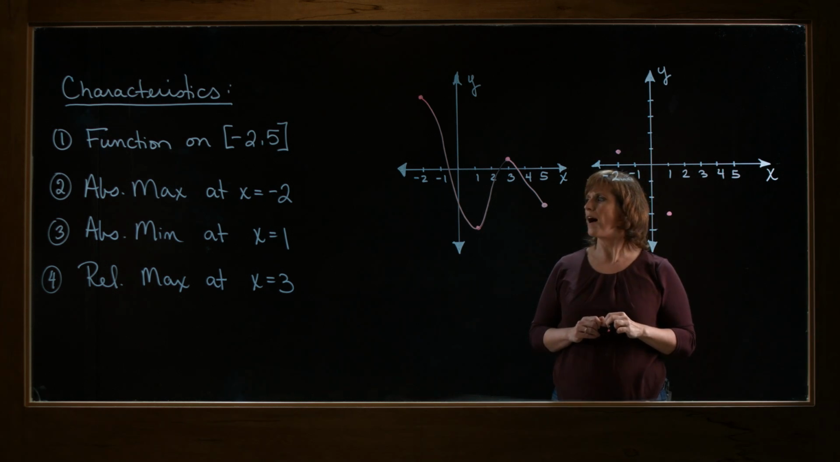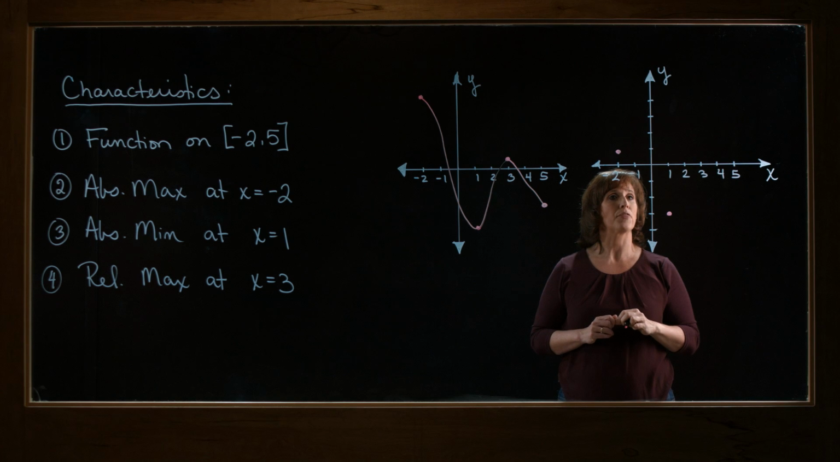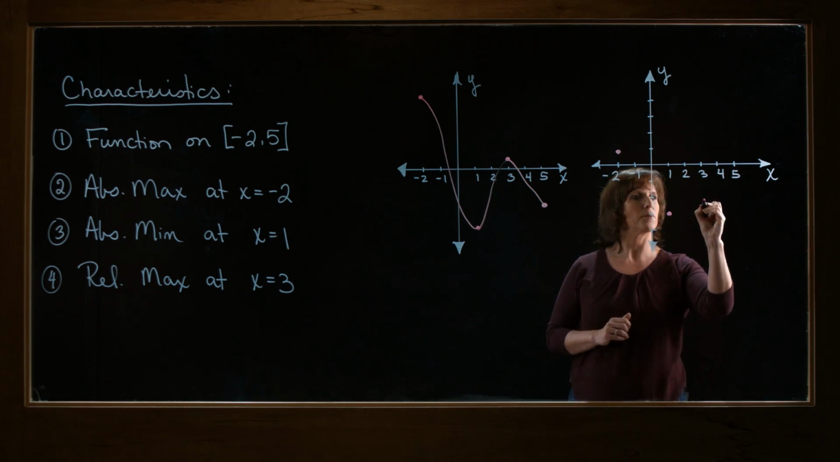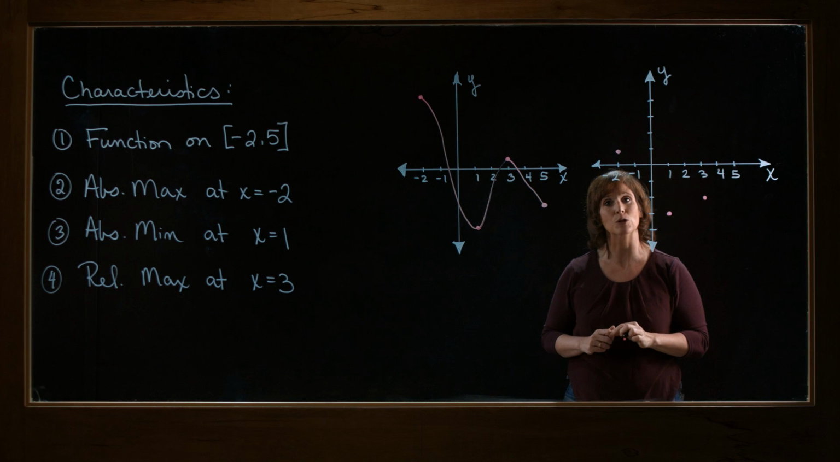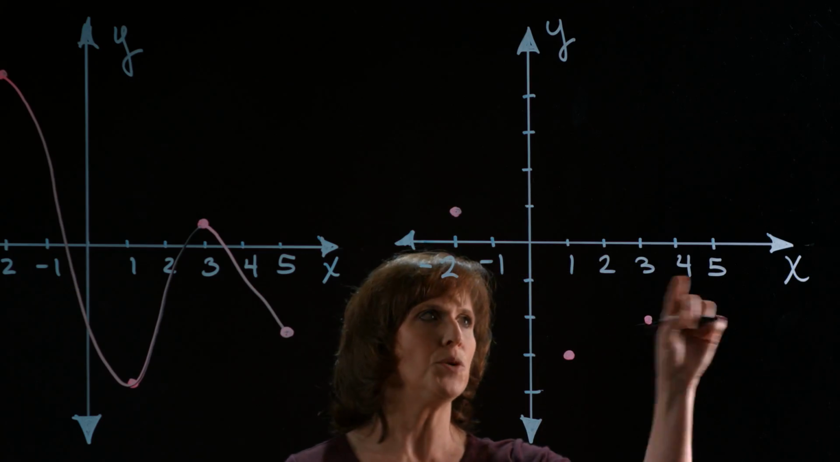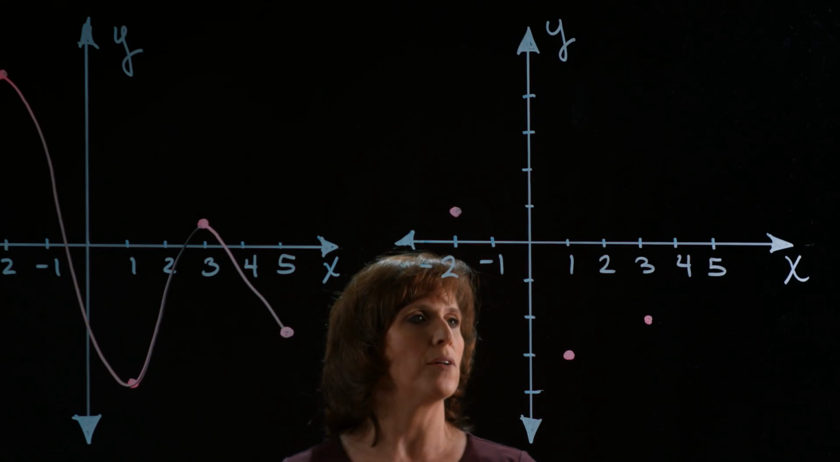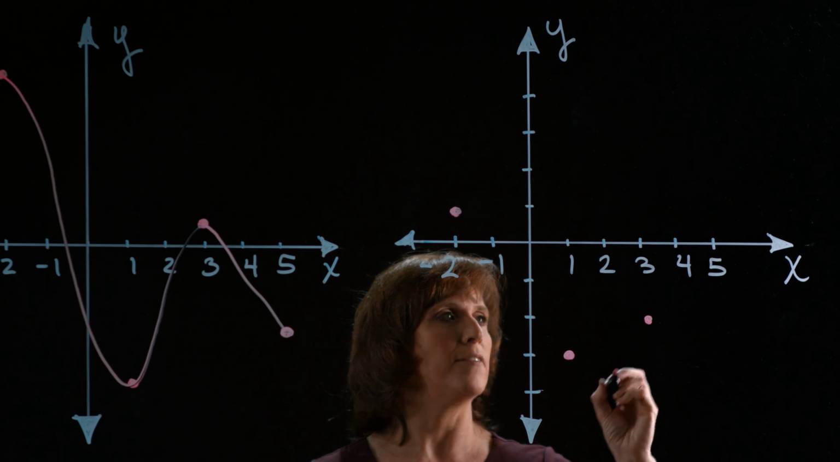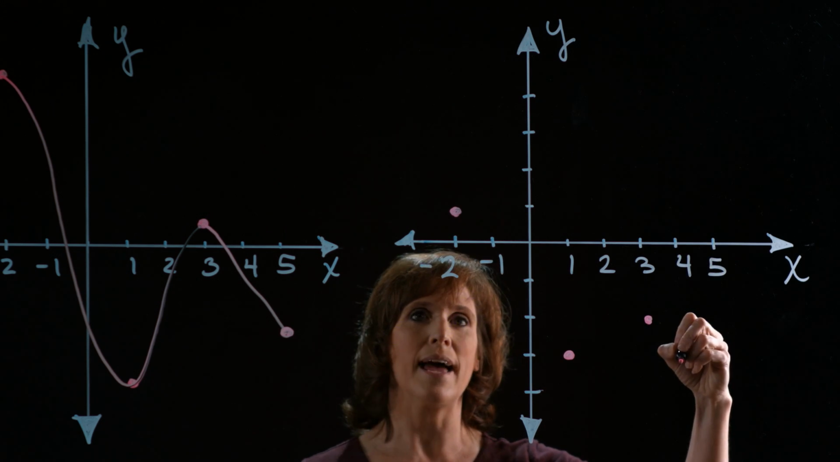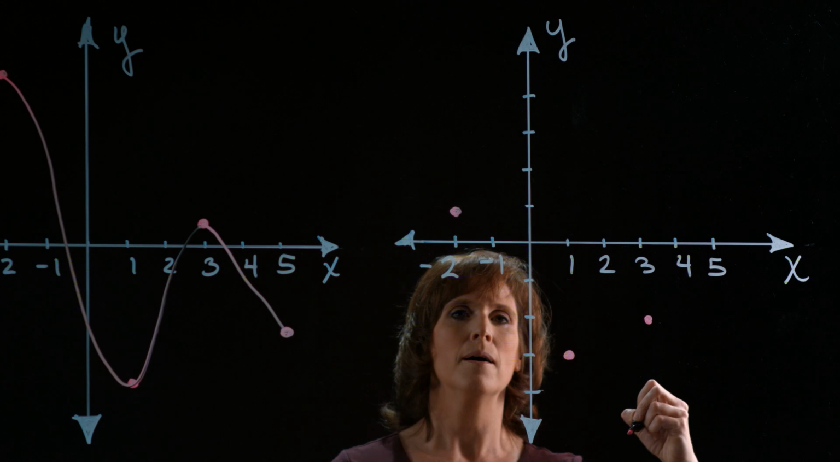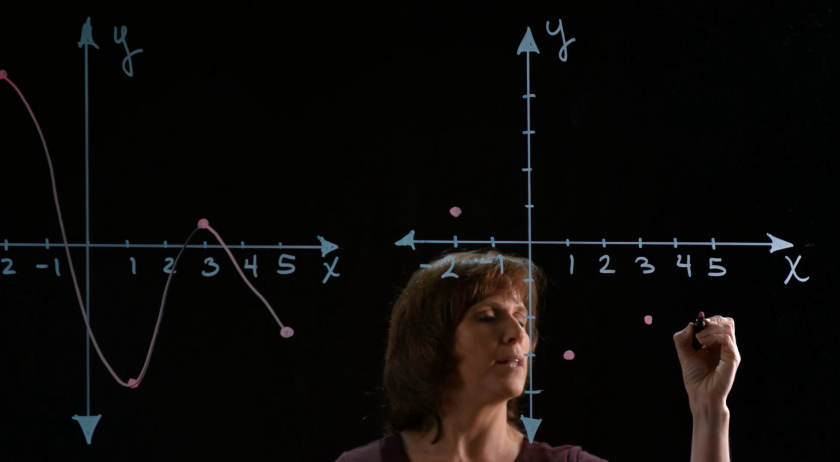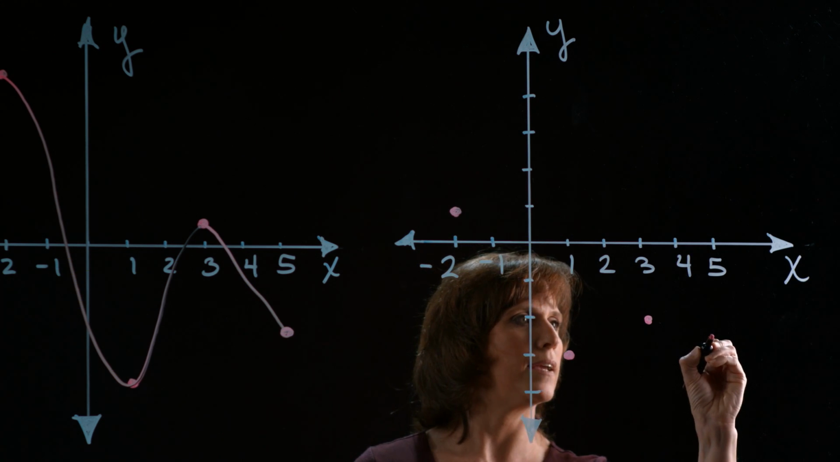And then I have a relative maximum at 3. So let's put that one right here because again, I don't want it to be higher than my absolute maximum. I do want an endpoint at 5, so I'll need to end this graph at 5, and I can really end it anywhere I like as long as it's not above my absolute maximum or below my absolute minimum. So let's put it right in here.